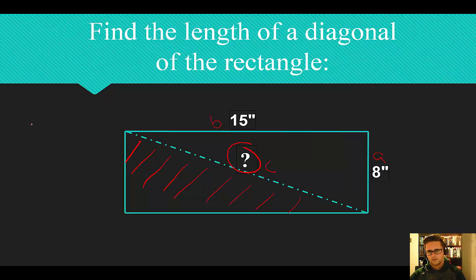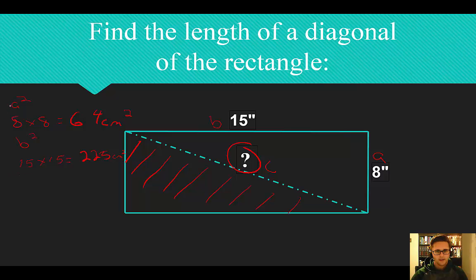So A squared would be 8 times 8. I'm going to write this over top for you. And B squared would be 15 times 15. Now it's just some simple math. 8 times 8 equals 64 centimeters squared. And 15 times 15 equals 225 centimeters squared.